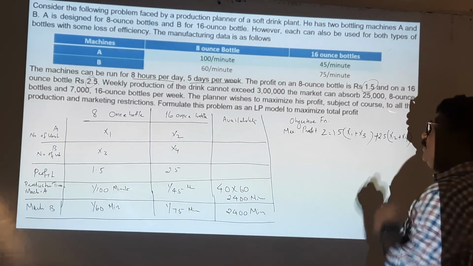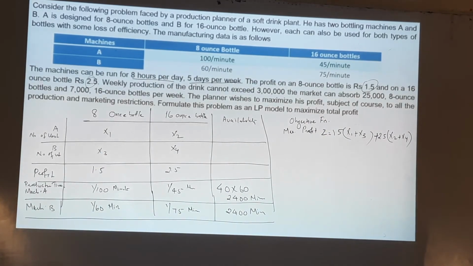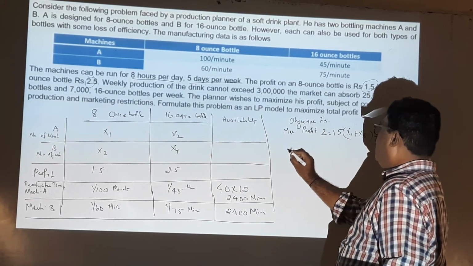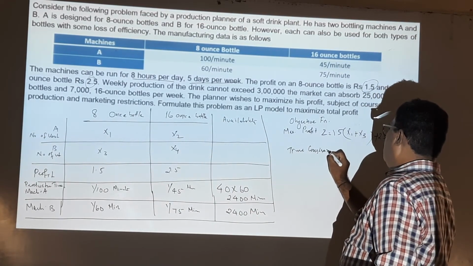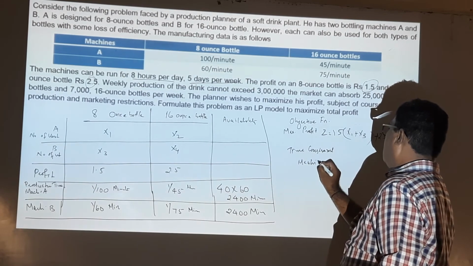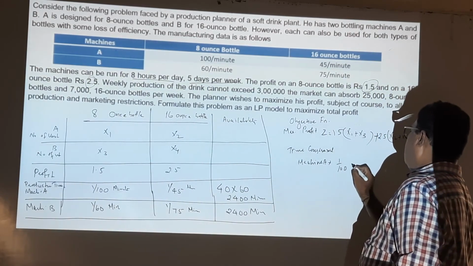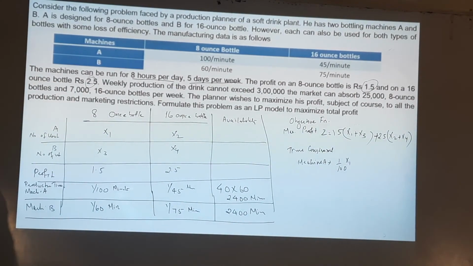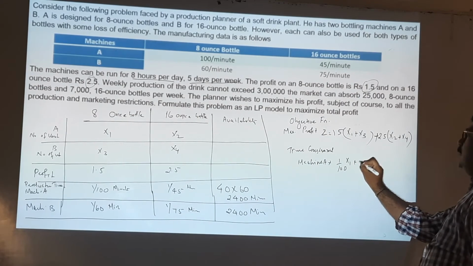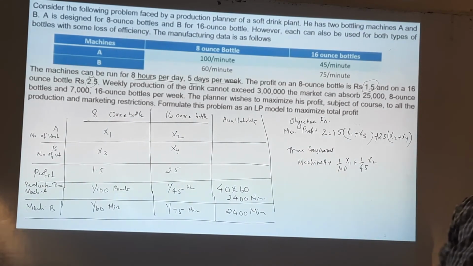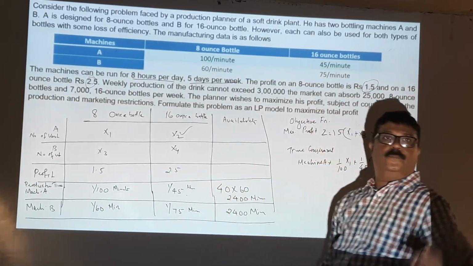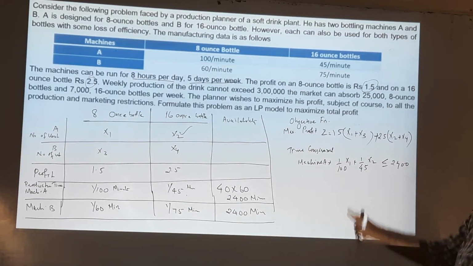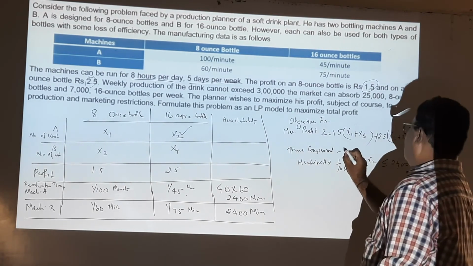Next, production time. 1 unit of 8 ounce bottle using machine A requires 1 by 100. Correct? So first is the time constraint, or production constraint, using machine A. So 1 by 100 into X1, because you made X1 units using machine A, plus 1 by 45 into X2, because X2 units are manufactured using machine A. And total available time will be less than or equal to 2400 minutes. So this is the first constraint, machine A.